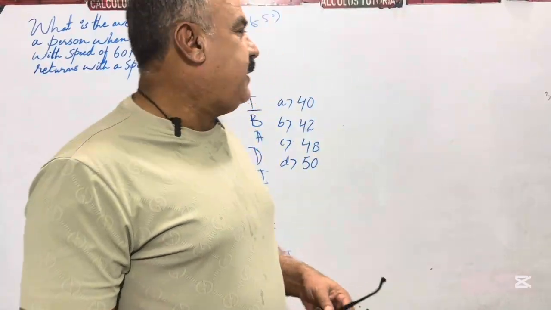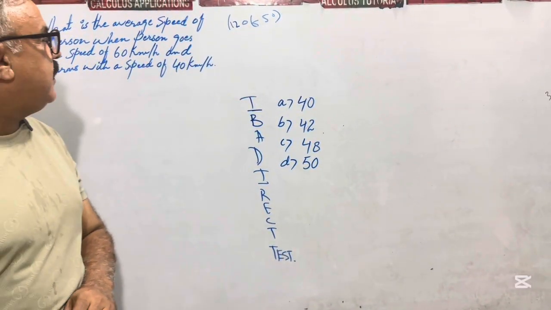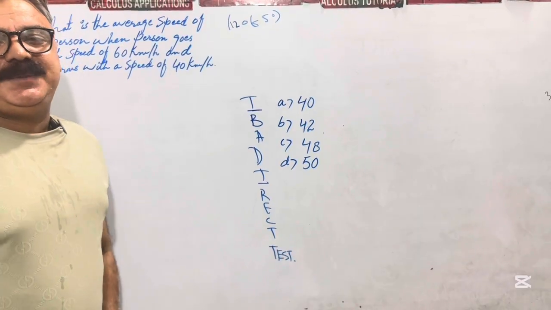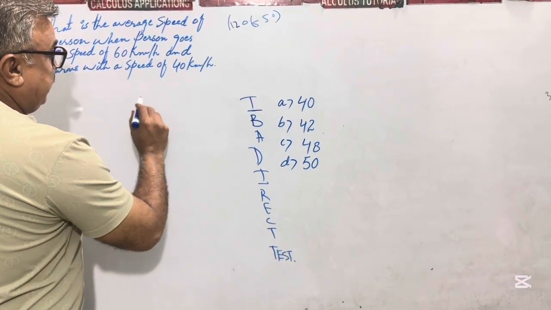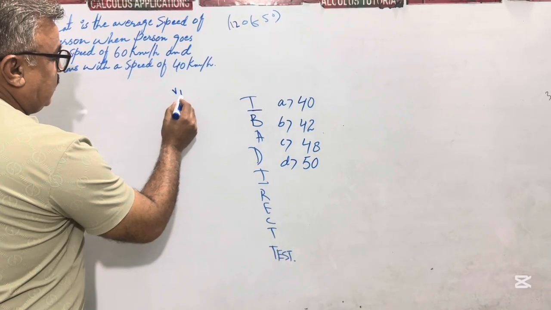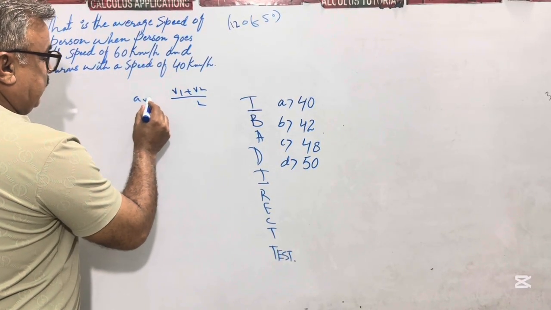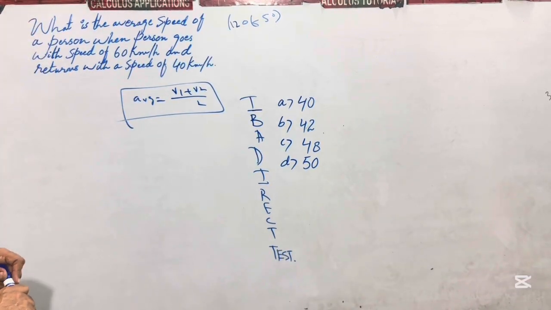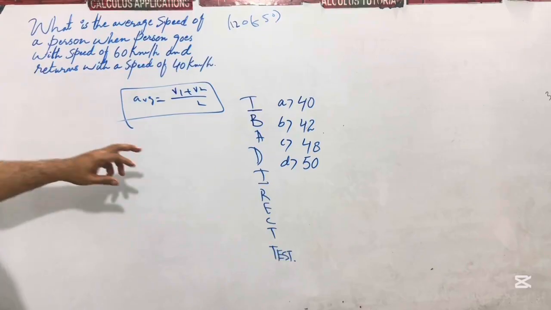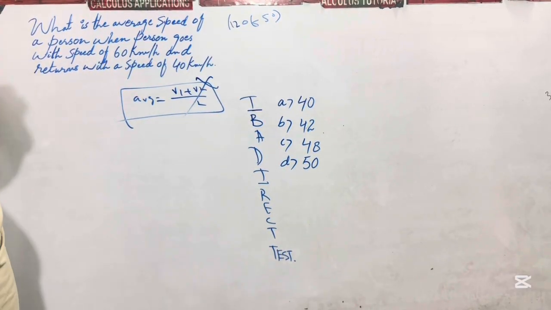Hi everyone, it's Math with AUB. In that question, we are asked to find average speed. By mistake, students utilize the arithmetic mean formula V1 plus V2 divided by 2 for average. No doubt it is an average formula, but it is not applicable in case of velocities or speeds.